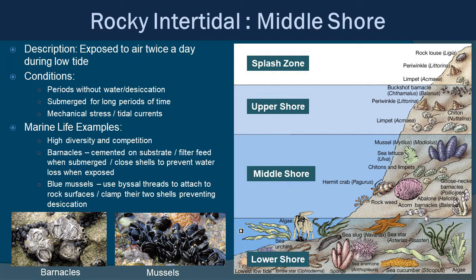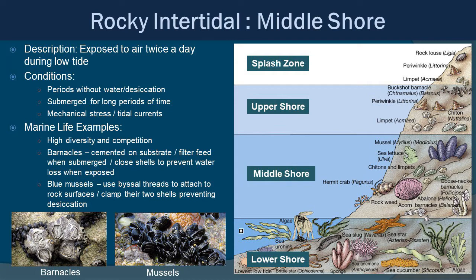Now, an example of an animal here is the barnacle. Barnacles cement onto the substrate, and they are filter feeders, which is why they want to be in the water a little bit more often than in the upper shore or the splash zone. Now, you can find some barnacles up in the upper shore as well. There are some that are specially adapted that way. So this isn't a strict rule, but this is where you start to see the majority of your barnacles, because they do need to be able to filter feed for a good portion of the day so they can get food.